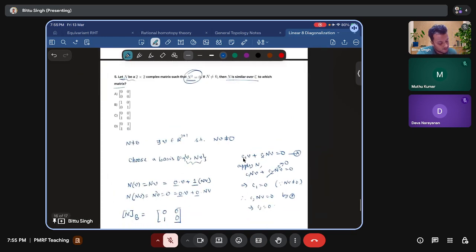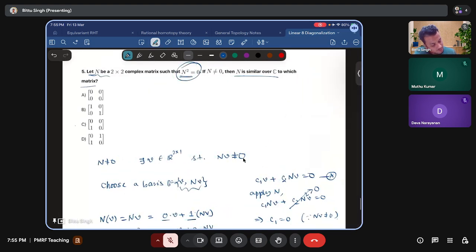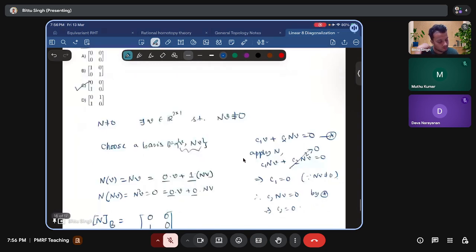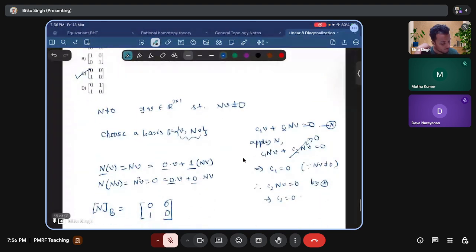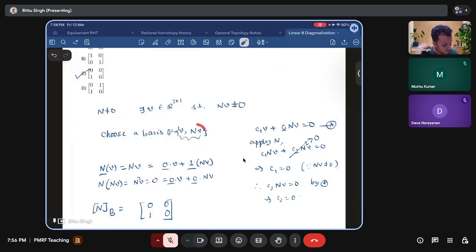So from here it is clear that this matrix C, 0 1 0 0, is similar to n, because similar matrices are just the same transformation with respect to different bases. We have taken the same transformation, but we just changed the basis. Instead of the standard basis, we have taken this kind of basis, and we finally get the answer.